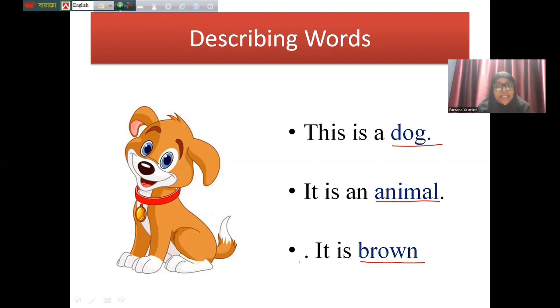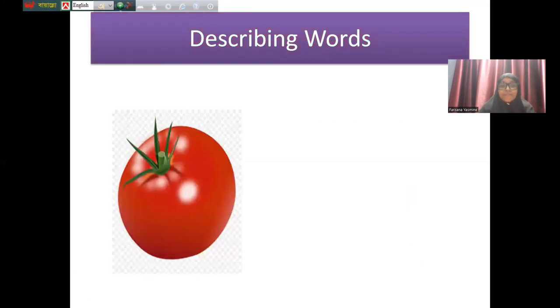So you can practice again. This is a dog. It is an animal. It is brown. Now let's see the next one. Can you guess what is it? Yes. It's a tomato. So this is a tomato, right?